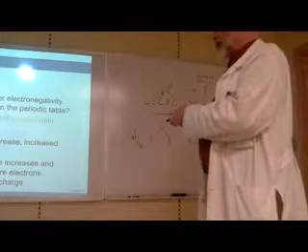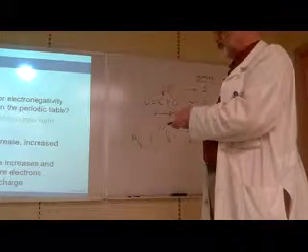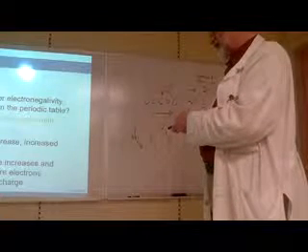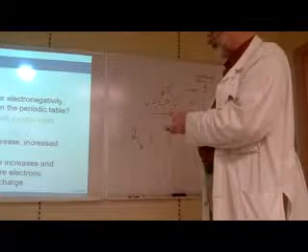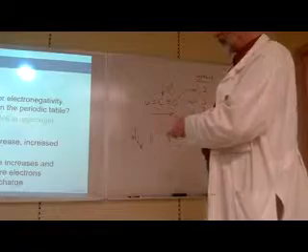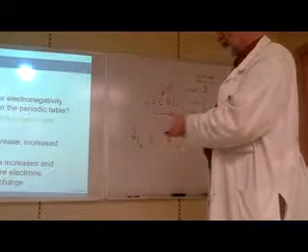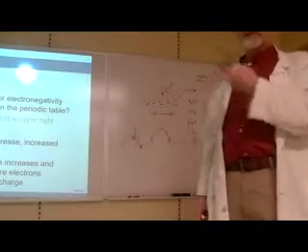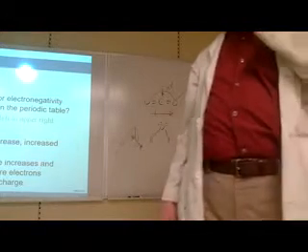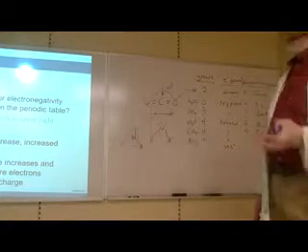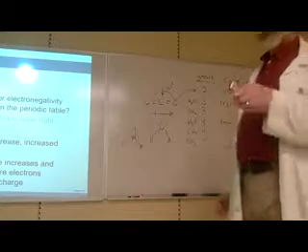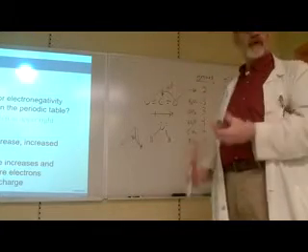And also, the core electrons shield the nucleus and reduce the effective nuclear charge. That means they pull on the electrons less effectively because they're surrounded by so many other electrons.